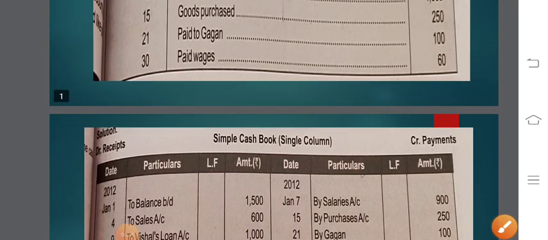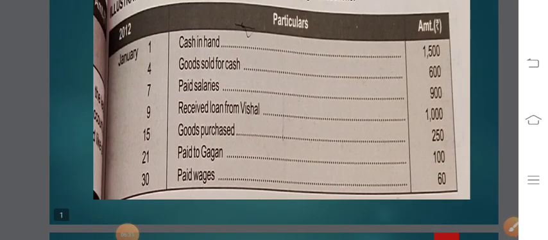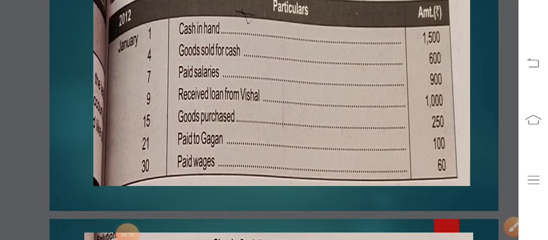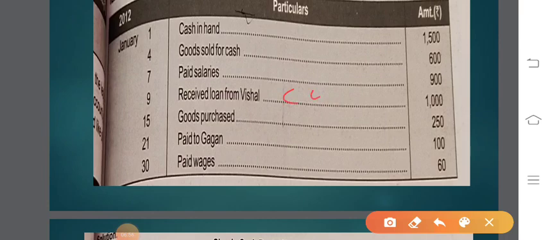Moving towards the next point. The next point is received loan from Vishal. Now, when you have taken loan from Vishal, what actually has happened here? You have borrowed a loan. That means cash came into the business.